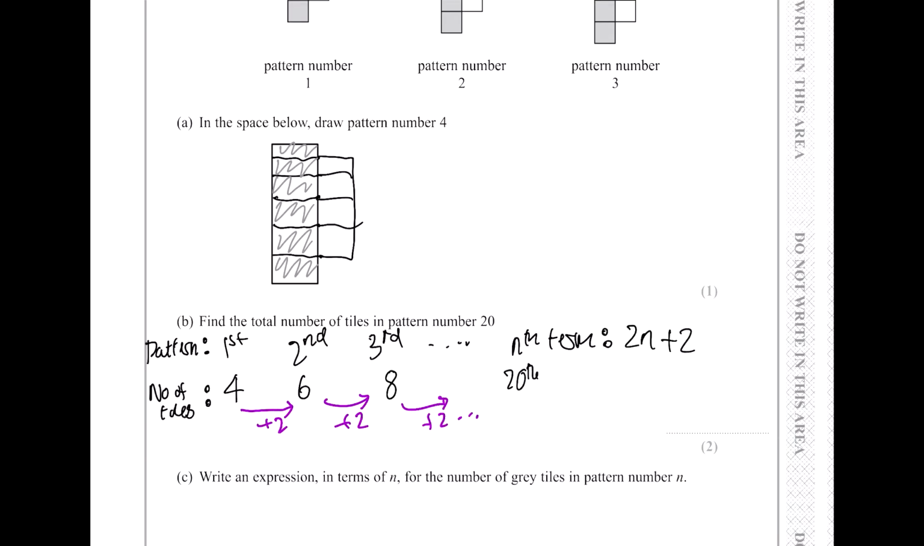So the 20th term would be just plugging in 20 into there. It should be 42.